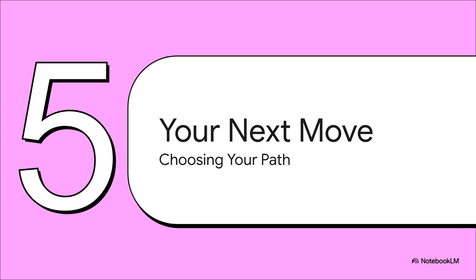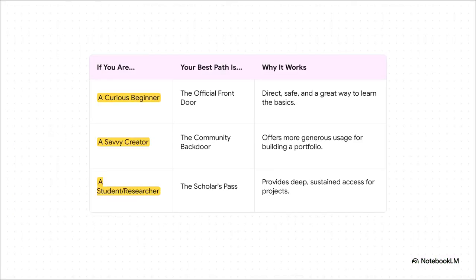Okay, so we've explored the map, we've identified the legitimate paths, and we've marked all the dangers. Now, it's time for you to choose your path and finally start your journey into AI video generation. Let's simplify your decision with a quick strategy guide. If you're a curious beginner, someone just wanting to test the waters, the official front door, that free trial, is perfect for you. If you're a savvy creator who wants to generate a lot more content, the community backdoor is probably your best bet. And if you're a student or a researcher, well, the Scholar's Pass provides just unparalleled access for your work.